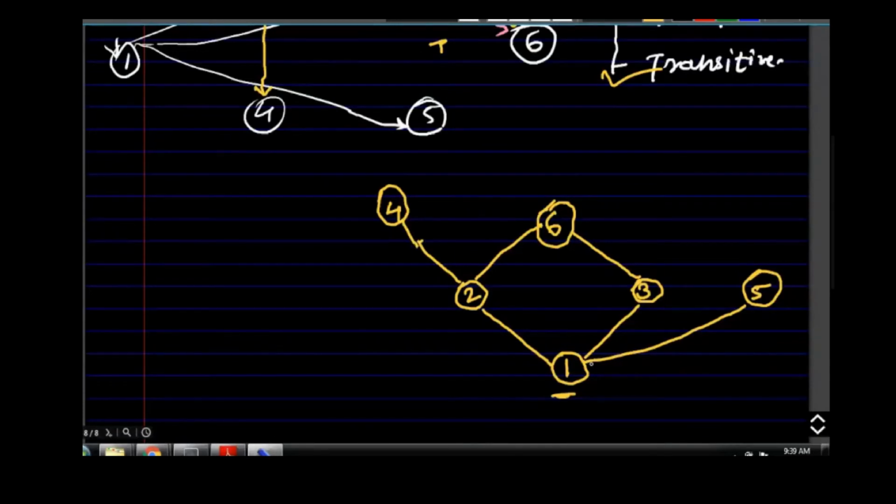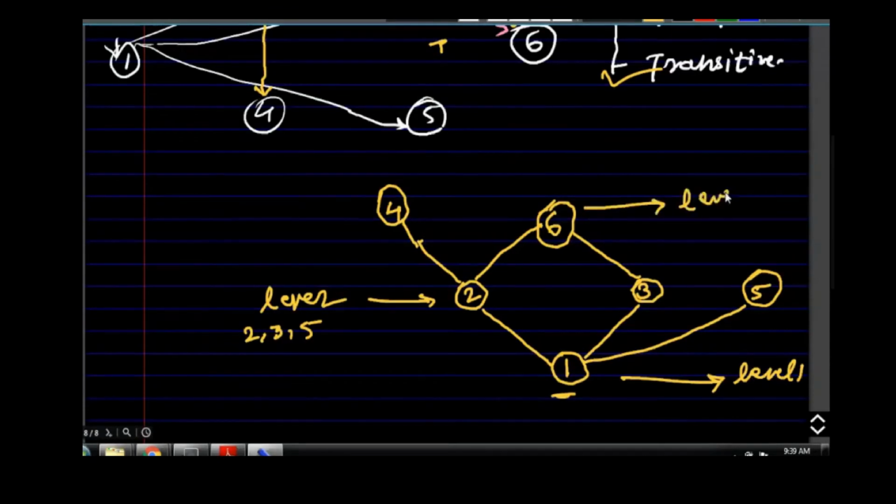So this is the first level node, level 1. These are the second level nodes, level 2. Level 2 are 2, 3, and 5. And this 4 and 6 are on level 3. You are not required to write this, but for your understanding, I am showing that these are the different levels. So this is your Hasse diagram.